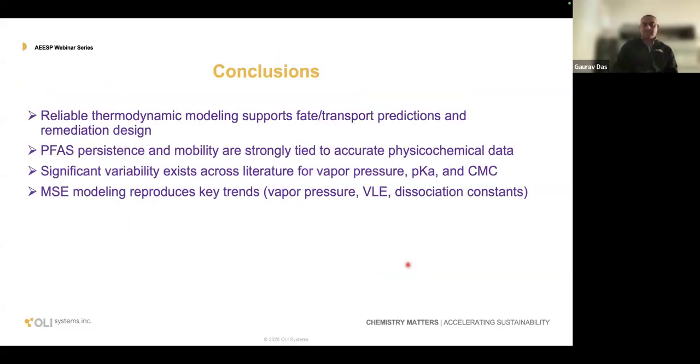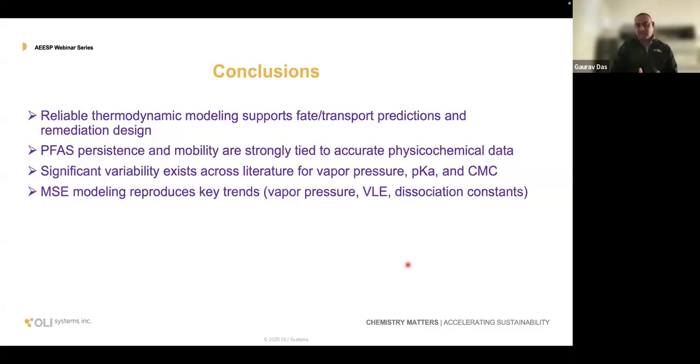With that, what we have shown is that reliable thermodynamic modeling can be done with utilization of the correct data, which gives us good predictive ability in terms of thermophysical properties of perfluoroalkyl alkane compounds, which is actually very important as an input for designing remedial actions.